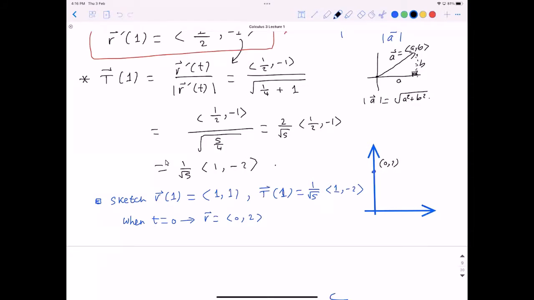At 1, we get this, 1, 1. So it moves here from this initial point 0, 2 up to 1, 1. Where is the position vector? This is R at 0. This is R at 1, going from the origin to the point 1, 1. And where is the tangent? Where is the curve?